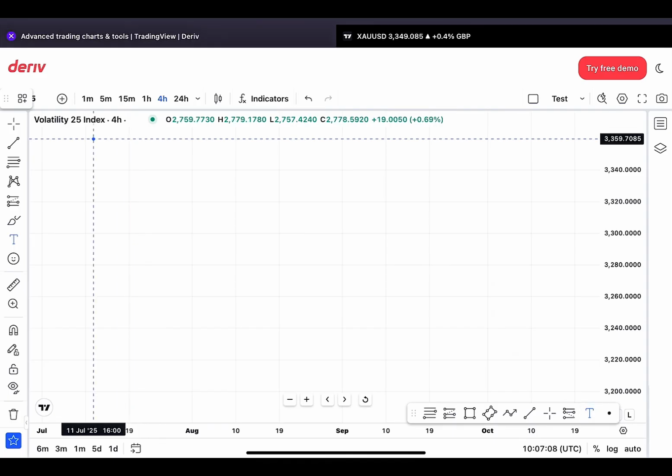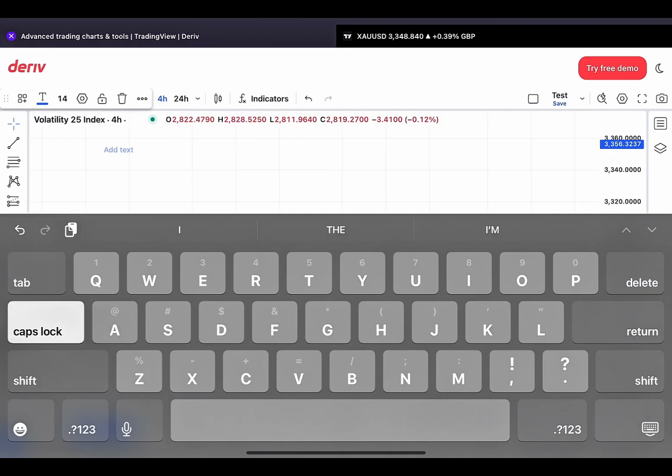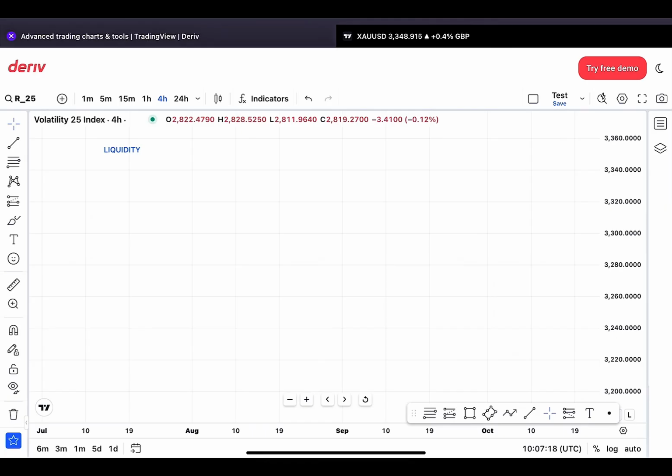But first thing first, what is liquidity? Liquidity is one thing that moves, or let me say that fuels the movement of the market. And liquidity is all about money. You can say it's money. You can call it a stop loss run or a stop loss hunt.